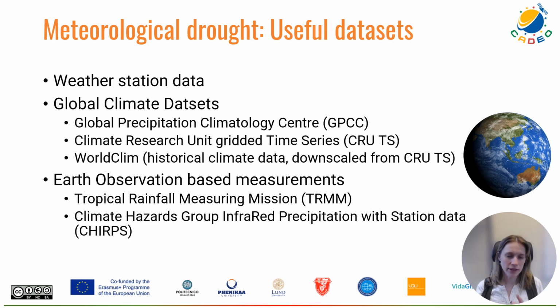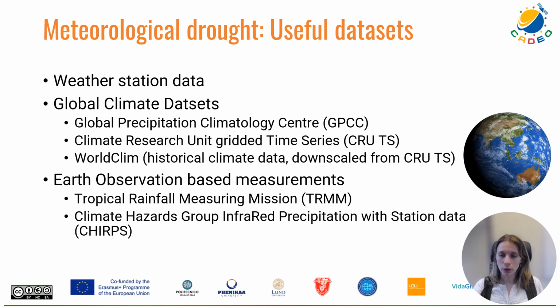But some examples that are quite commonly used are the Global Precipitation Climatology Center data, GPCC. There's also the Climate Research Unit Gridded Time Series data, CRU TS. There's WorldClim, which has historical climate data, also linked to CRU or using downscaled CRU data.